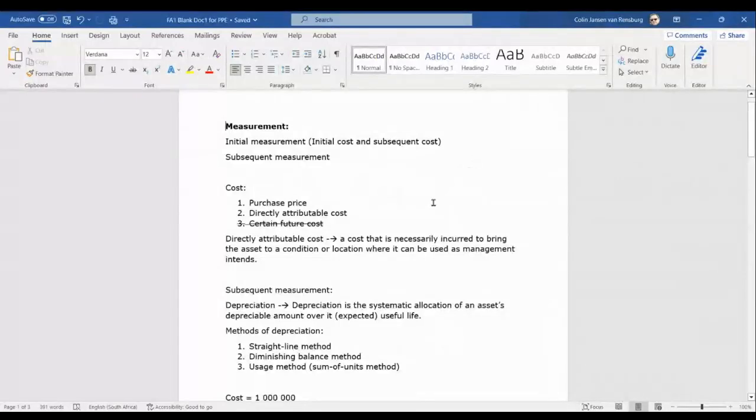Okay, ladies and gentlemen, so that is the principle on which the cost price is founded, right? So the purchase price plus the directly attributable cost.